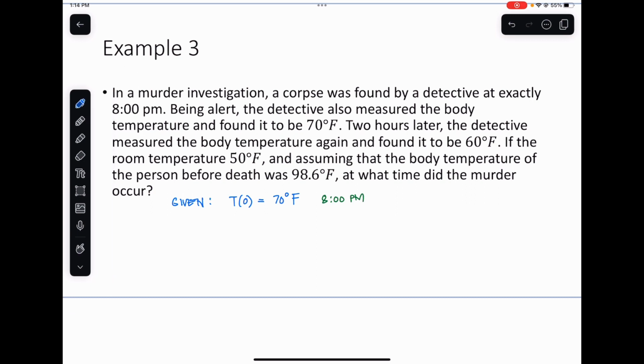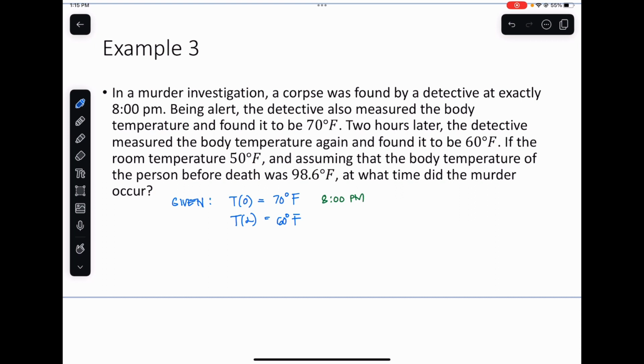Two hours later, the detective measured the body temperature again and found it to be 60 degrees Fahrenheit. So from the moment the body was found, the temperature dropped down to 60 degrees Fahrenheit after 2 hours. From 70, it becomes 60 degrees Fahrenheit. That is at 10 p.m.